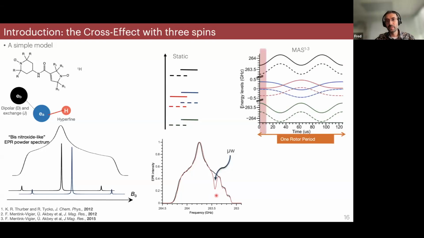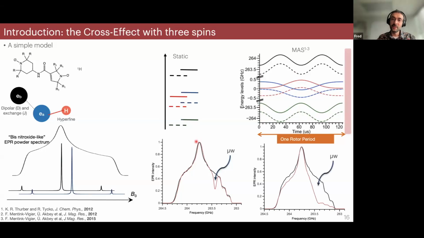But under MAS, things are a little more complex, because the G tensors are inducing a periodicity in the interactions. So the energy levels are time dependent and periodic. And the consequence is that the EPR line under irradiation is also not a hole burning; it's significantly more complex.